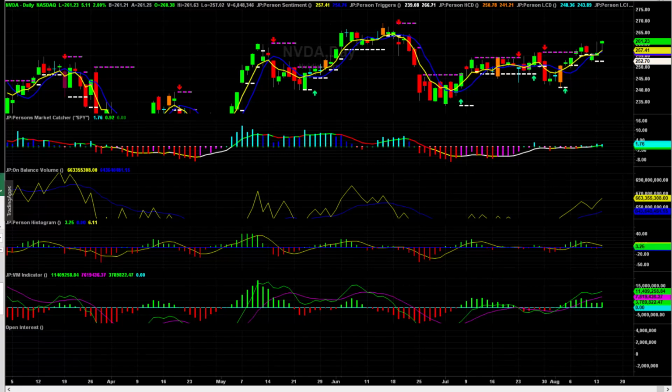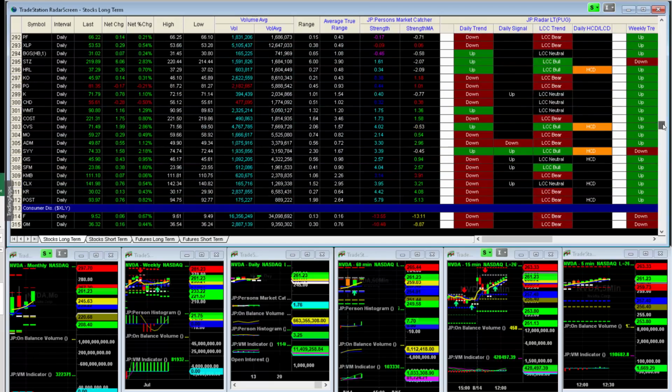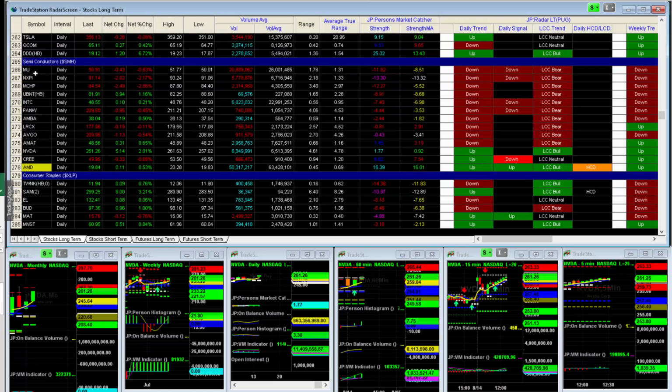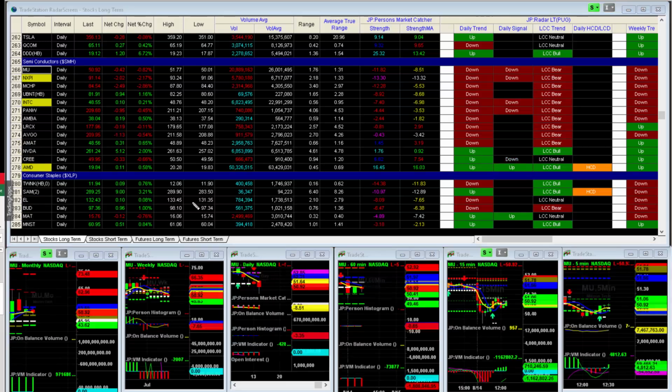So when we look at the semi-sector, gang, and I'll just go up to the Persons lifetime package, we're going to go all the way back up here and get to the semis. Look at the majority of the stocks in this space. The Persons Market Catcher is all red, which is not good. It means it's lagging behind the overall market. Everything's in a daily bear trend, PPS sell signals, and it's in PPS sell signals on the week.